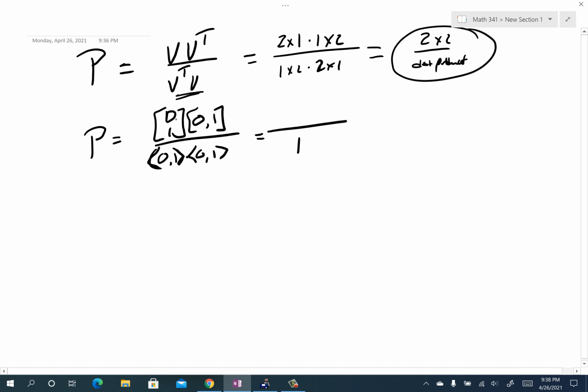On the top, you're going to have 0 times 0 is 0. 0 times 1 is 0. 1 times 0 is 0. 1 times 1 is 1. Hey, there's your projection matrix. Cool. Does it work for any vector that you want to project onto?